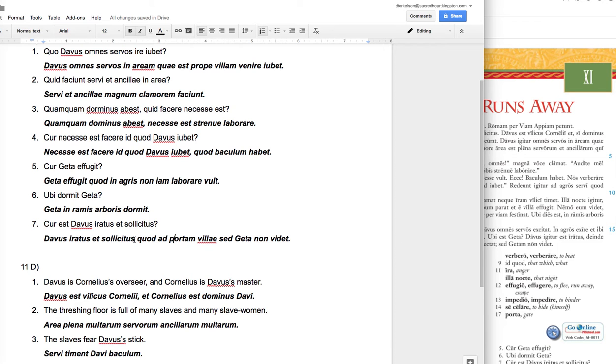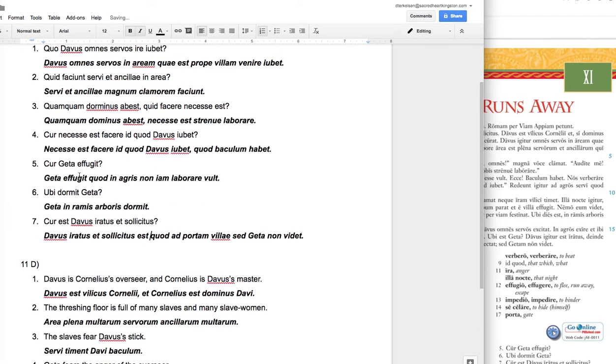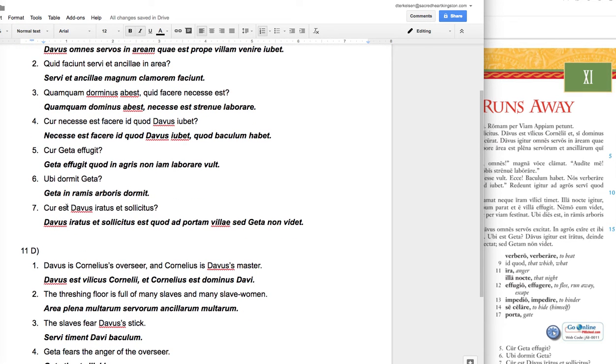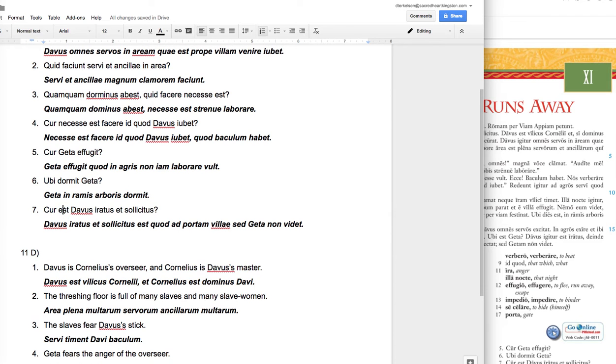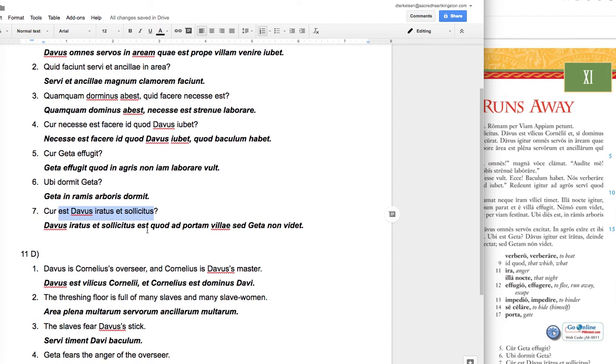Now he's missing two things here. Davus iratus et sollicitus est. Notice the est appears here. Why is Davus angry and concerned? You want to have that in the answer, right? Davus is angry and concerned because he does something at the gate of the villa. And what does he do? He stands, I believe, at the gate of the villa, but he does not see Geta.